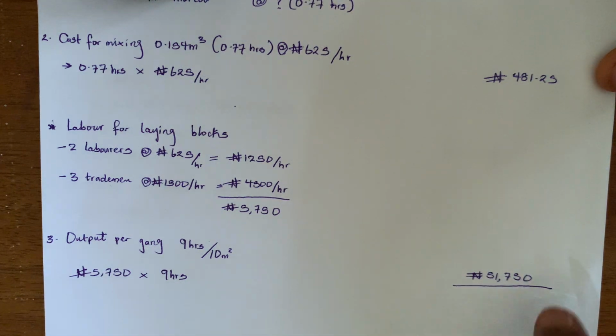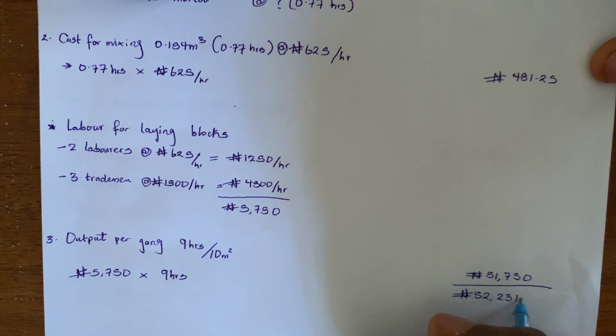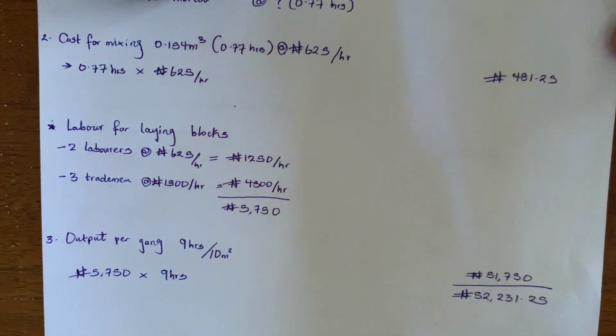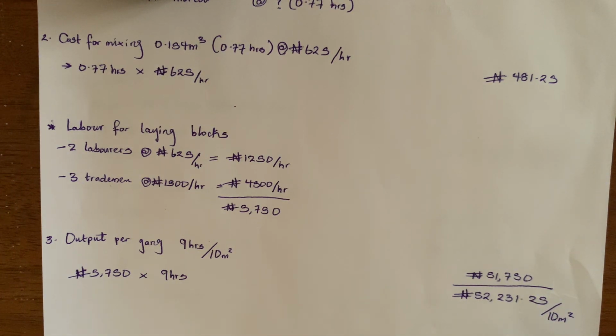So when you find the total of these two, we're going to be having 52,231.25. So this would be the cost for laying 10 meters square of block work, catering for both the laying and the mixing of the mortar.